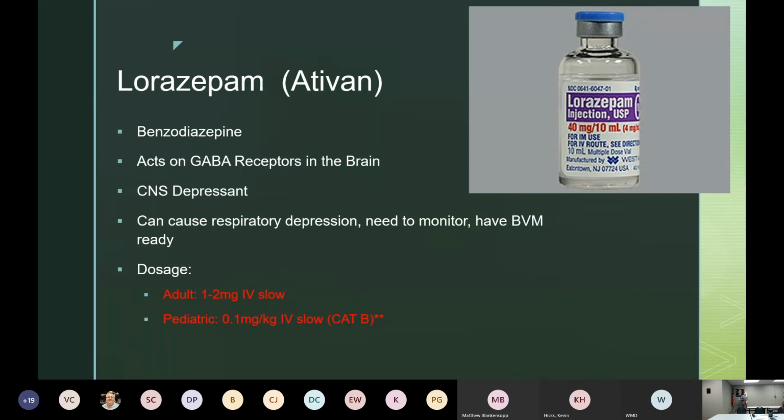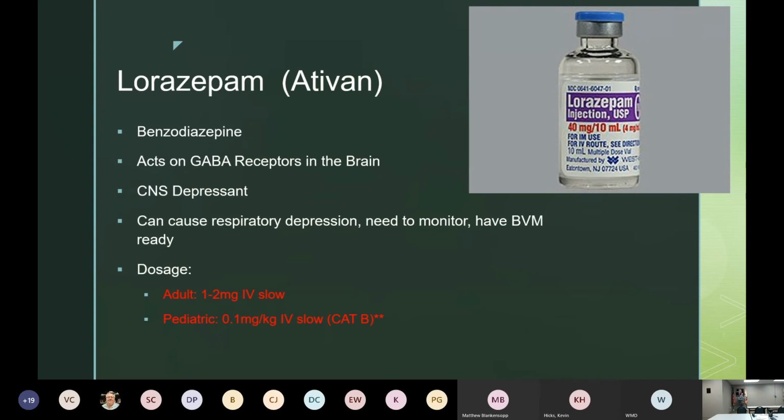But all these drugs are CNS depressants. They can cause respiratory depression. That's the big thing that we always want to look out for when we're giving benzodiazepines. So we need to monitor these patients. We need to have a BVM ready to go just in case they start getting hypoxic or bradypneic while you're giving these meds. So the dosage for adult is 1 to 2 milligrams IV slow. And of course, Cat B, you've got to be on the line, but pediatric is 0.1 mg per kg IV slow.